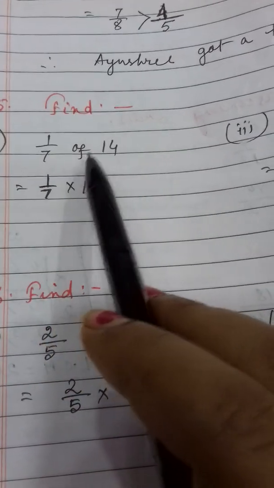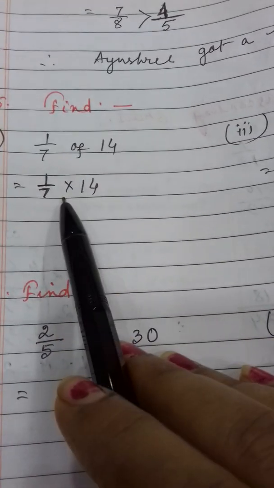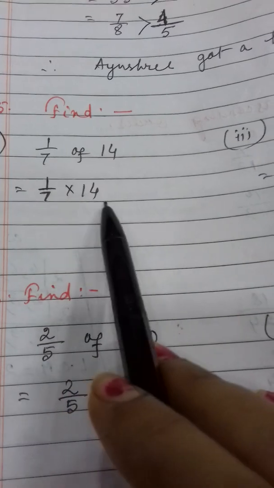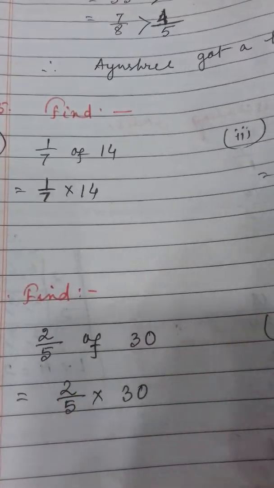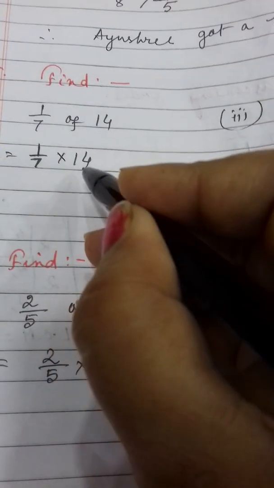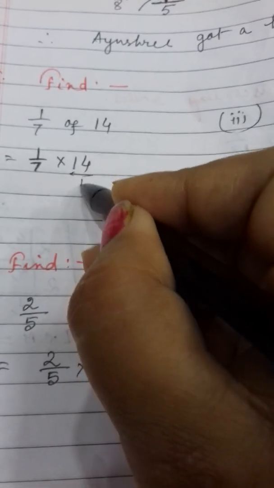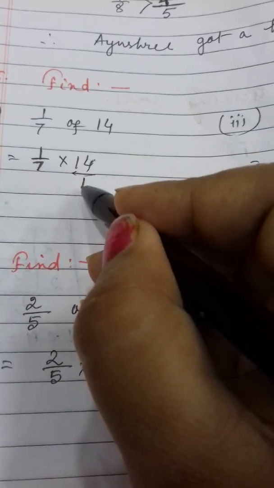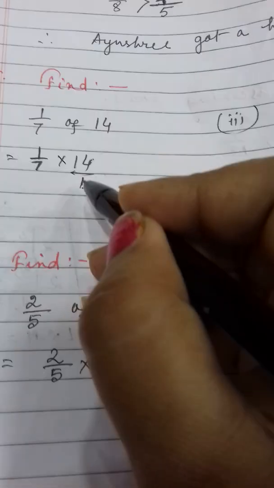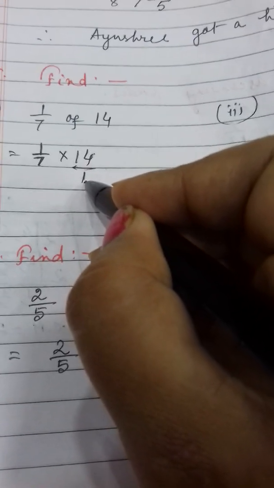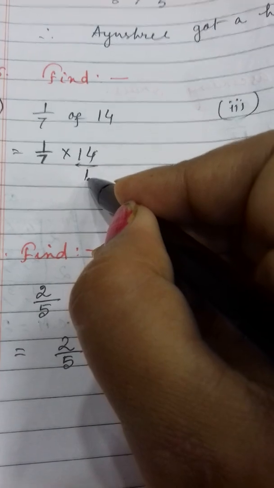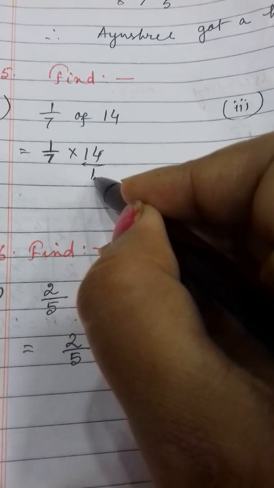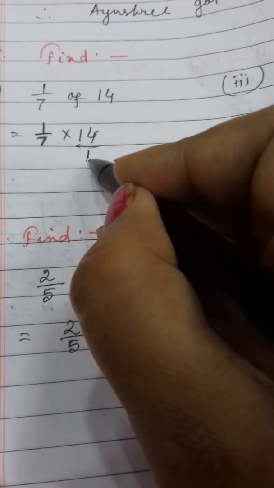1 by 7 of 14. So "of" means what? Multiply. Now after writing multiply, this 14 means actually what? 14 by 1. 14 is the whole number, so as it is the whole number, its denominator is 1. If the denominator is 1, we neglect that digit. Clear? We don't write 1. If we don't write 1 also, it indicates that in the denominator 1 is there.